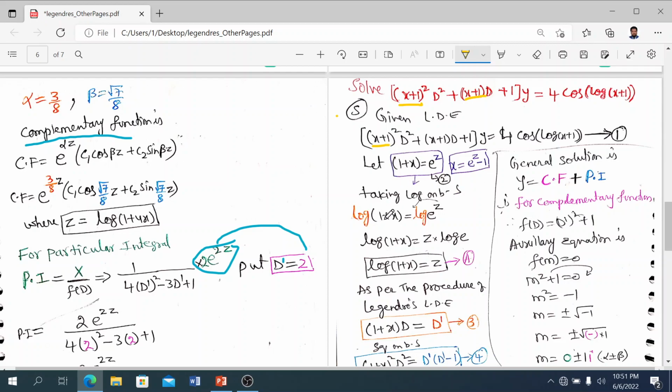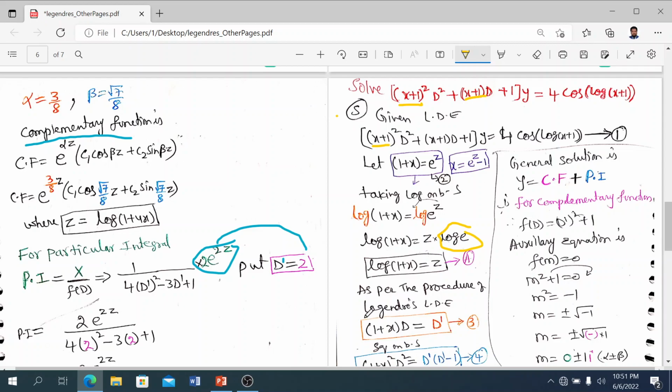Log of 1 plus x is equal to log of e power z. Z will come here as per the power rule. What will remain? Log e, and log e value is 1. So 1 into z is z. So z value is log of 1 plus x. And see here, the coefficient of x is 1.